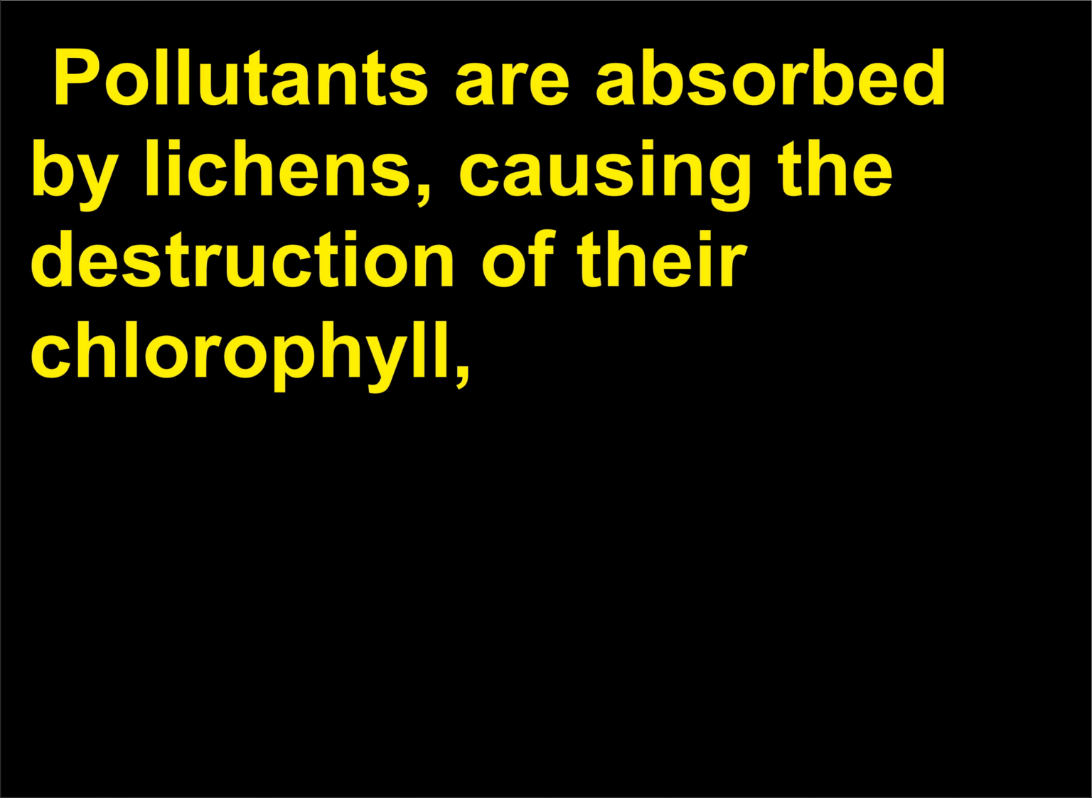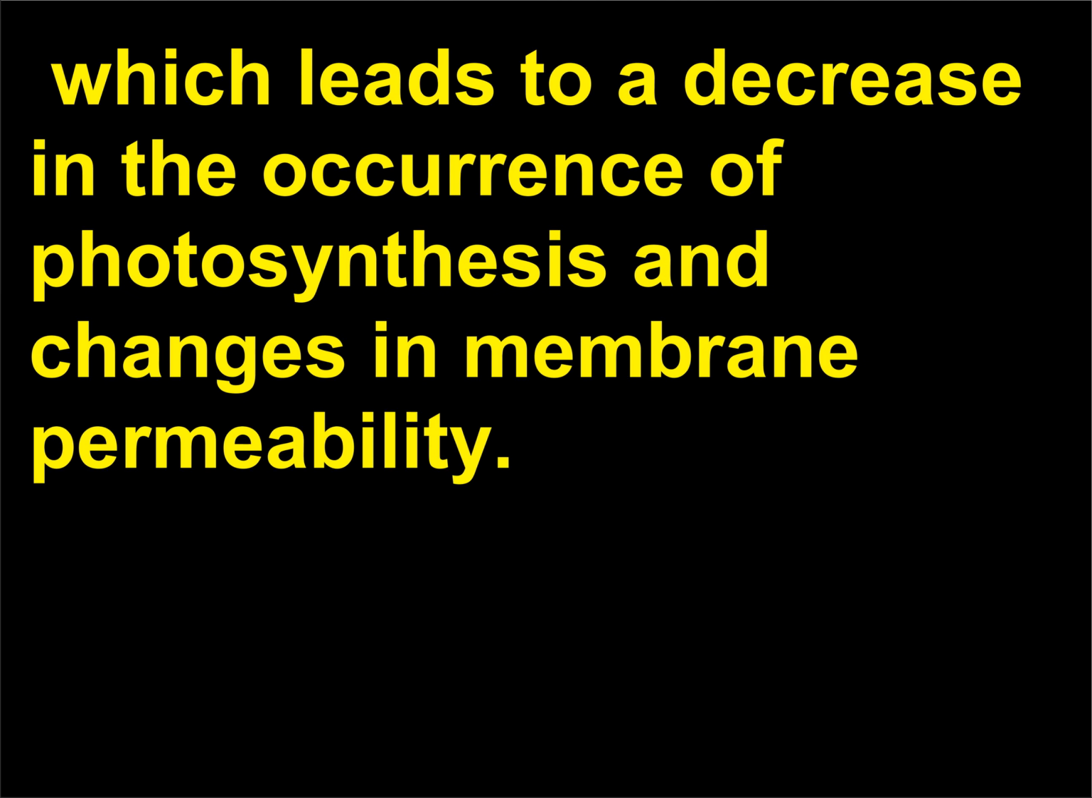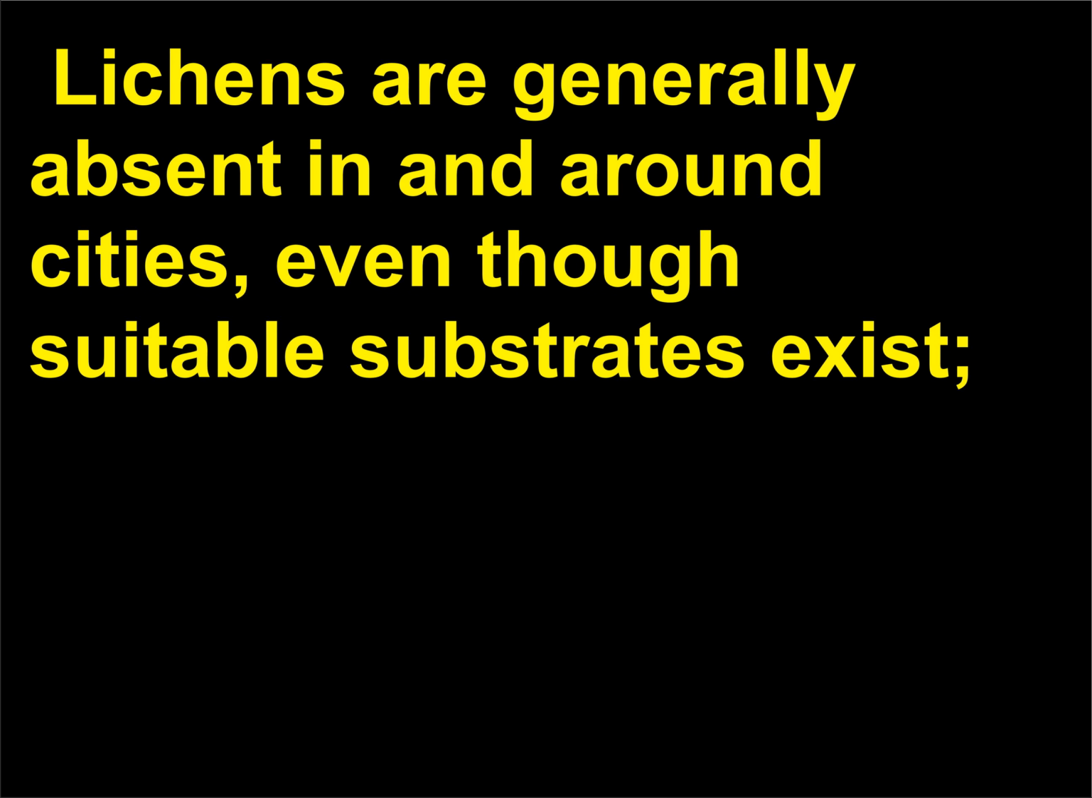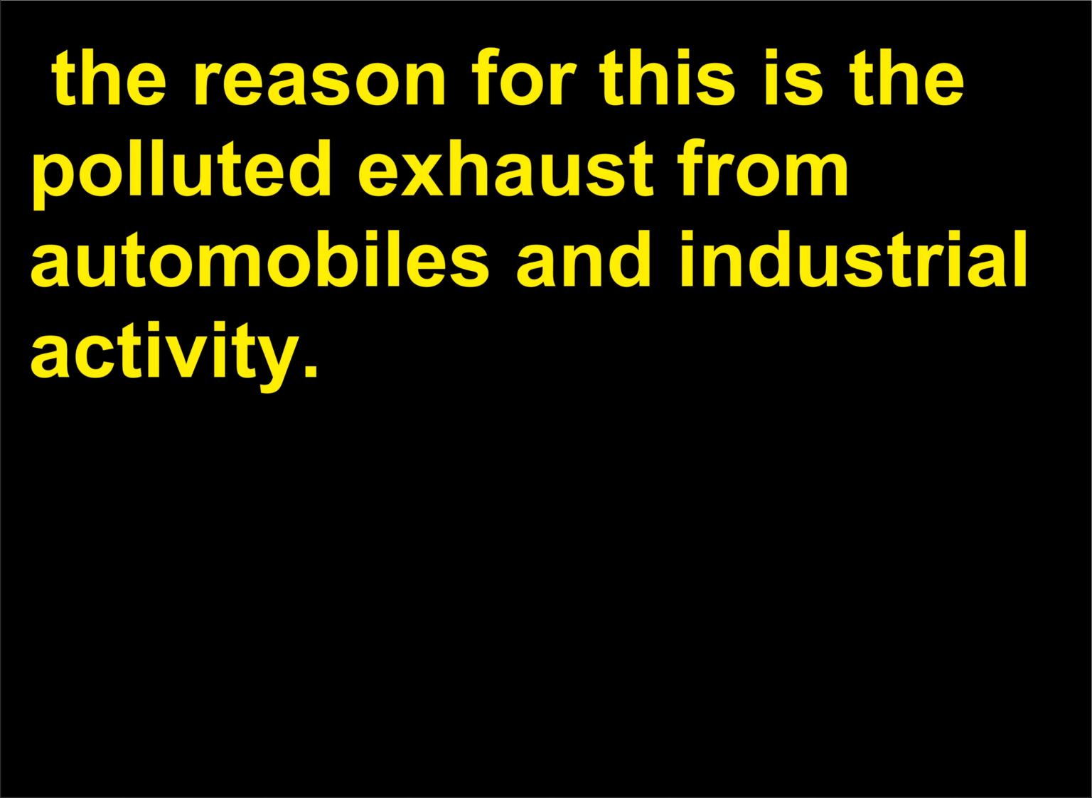Pollutants are absorbed by lichens, causing the destruction of their chlorophyll, which leads to a decrease in the occurrence of photosynthesis and changes in membrane permeability. Lichens are generally absent in and around cities, even though suitable substrates exist. The reason for this is the polluted exhaust from automobiles and industrial activity.